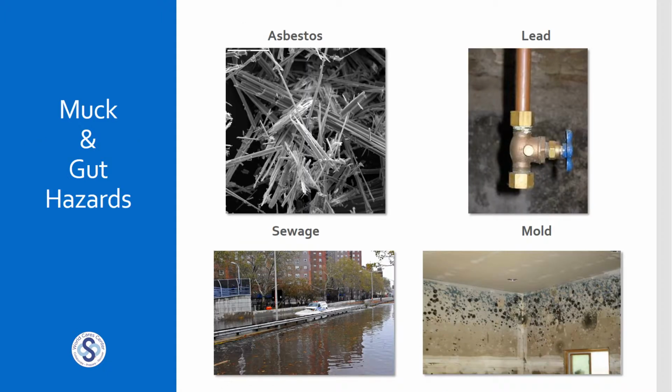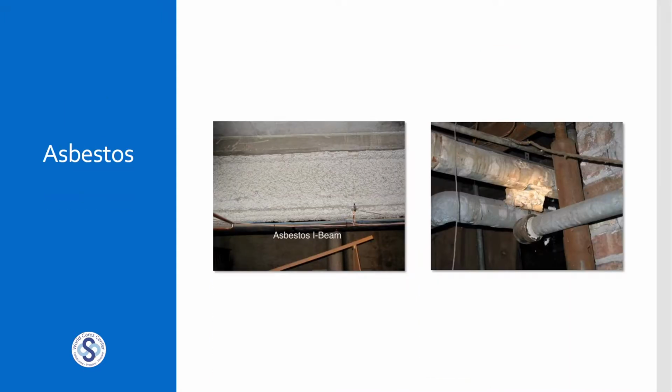There are several hazards in a muck and gut operation, including asbestos, lead, sewage, mold, silica, and chemicals, to name a few. Asbestos is used as an insulation and often exists in homes that are built pre-1976. As you do your walkthrough and risk assessment, you want to look for pipes and beams that have been covered by asbestos. Also, certain tiling.